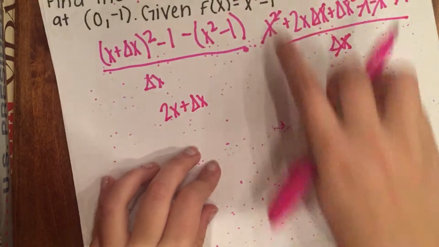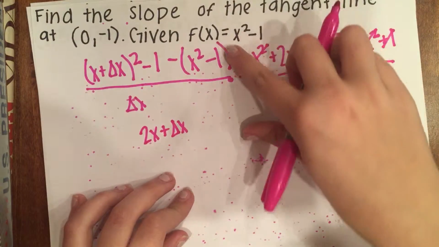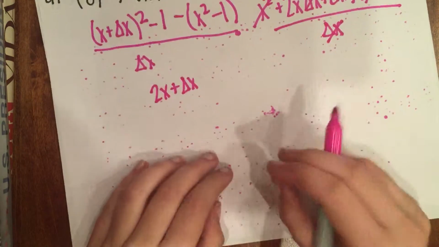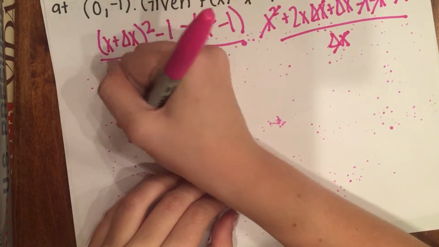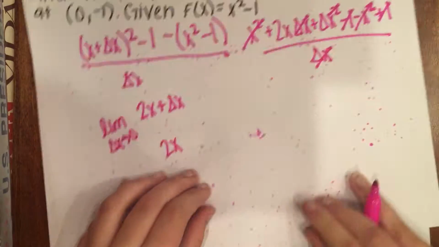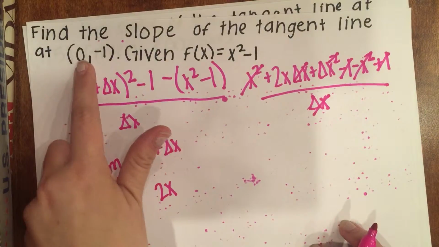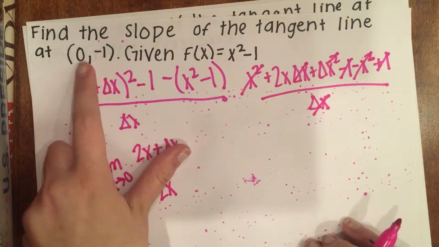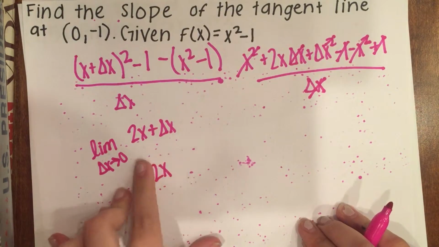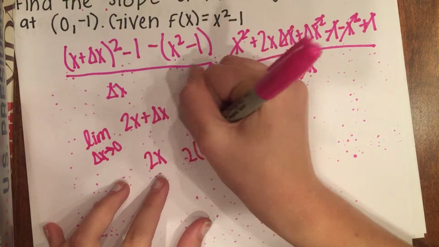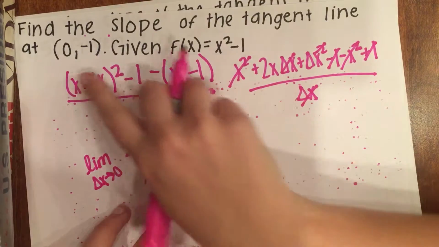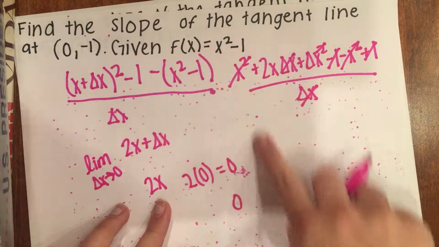Like in the problem before, it's similar. It has the same instantaneous rate of change here because there's just a constant out there. Anyways, so now we take the limit of delta x as it approaches 0. So we just end up with 2x. Now we're not done yet because we're given a point to find the instantaneous rate of change, and that x value is 0. So now we plug in 0 to this little guy, and we end up with, well, 2 times 0 equals 0. So therefore, the slope of the tangent line at 0, negative 1 is 0.